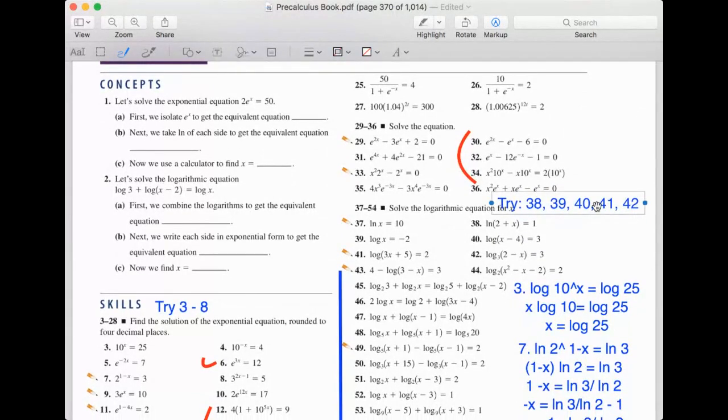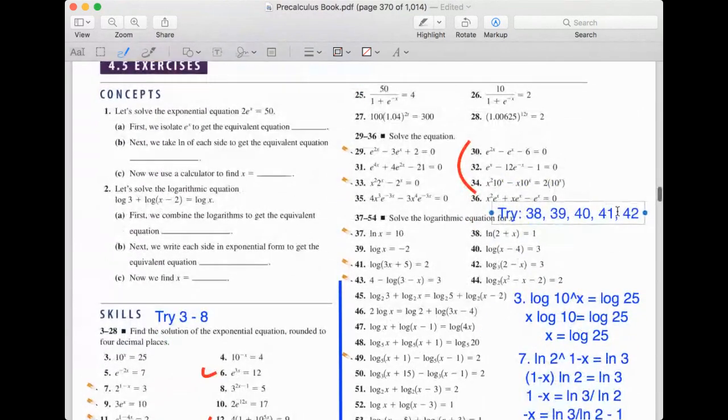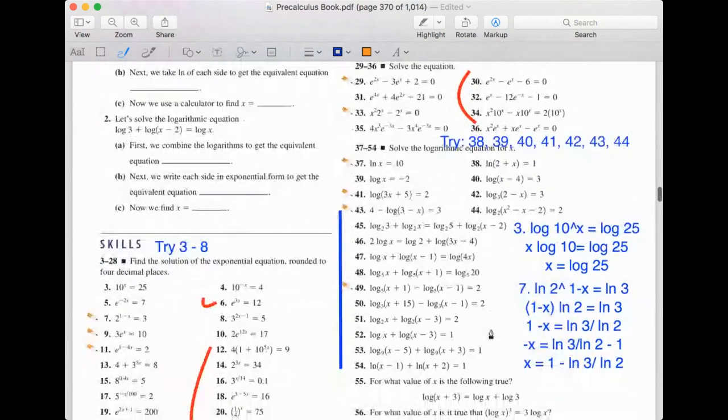Maybe you can try 43 as well, because homework does not include 43, 44. So let's add 43 and 44. So basically try 38 up to 44, all right? Try now, and hopefully someone can show the work. If you are able to show the work, I'll give you presentation credits, all right?